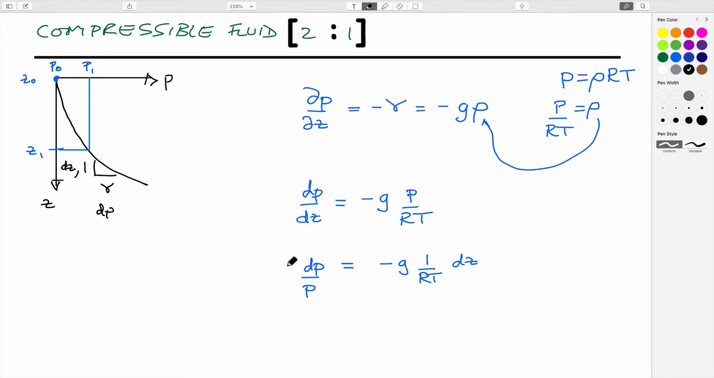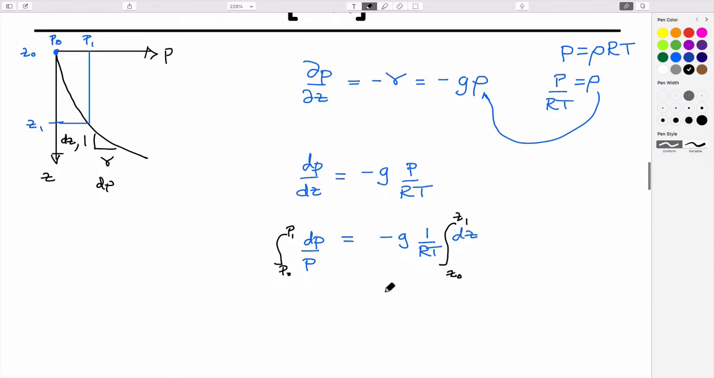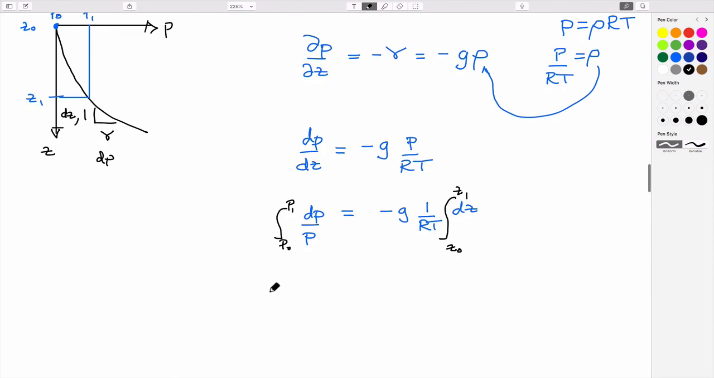So now what we can do is integrate between pressure at the surface, or some location we know, and the pressure we'd like to find out. We'd like to do it between places where we know the elevation, at Z0 and Z1. Gas constant and temperature, let's assume they don't change. Gravity is the gravity on the planet. And if we do that integration, we get what?